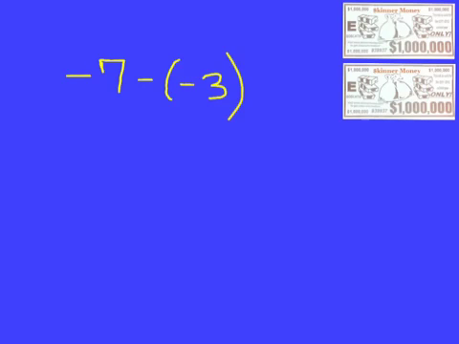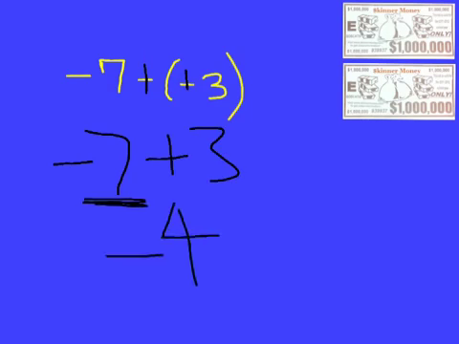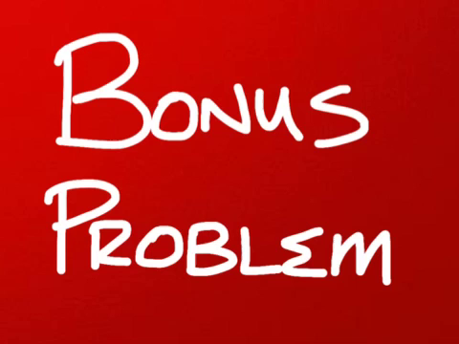So for this one, we have a negative 7 minus negative 3. Can change this to plus positive. A negative 7 plus 3. Negative 7 is bigger, so we're going to get a negative 4. Anybody had negative 4? Come on up.